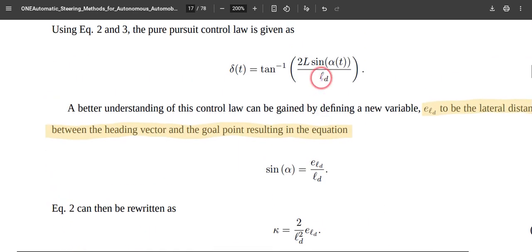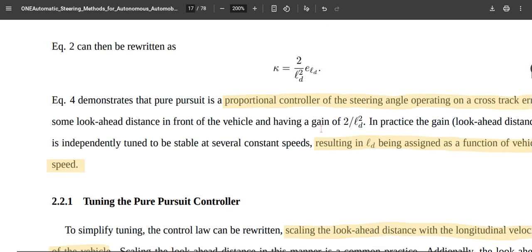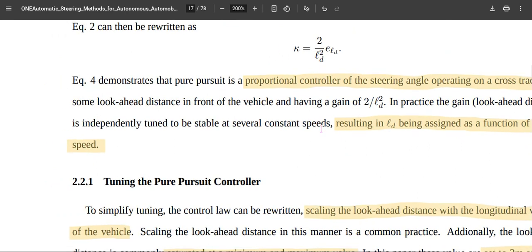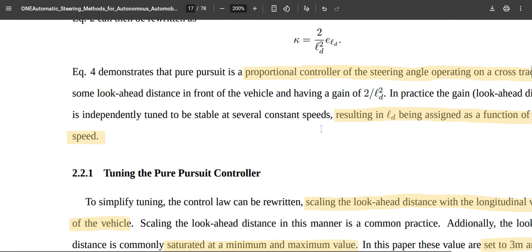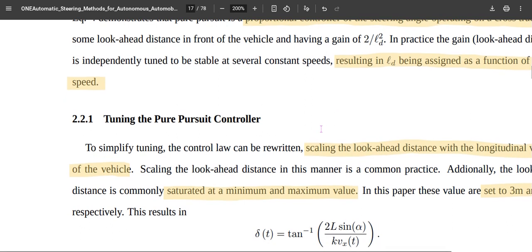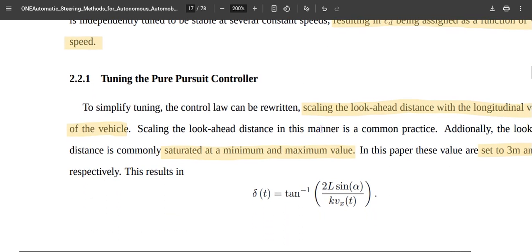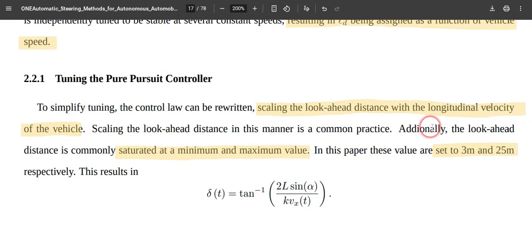This look ahead distance need not be fixed. It can be a function of the velocity. A higher velocity should go for a longer look ahead distance, and a lower velocity should go for a shorter look ahead distance. But there should be a minimum and maximum value which is not to be exceeded on either side. So here the minimum look ahead distance is set to 3 meters, because for zero velocity it would otherwise go to a high value, so that should not happen.